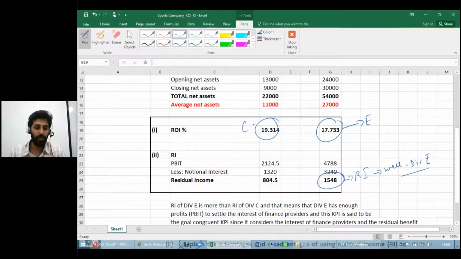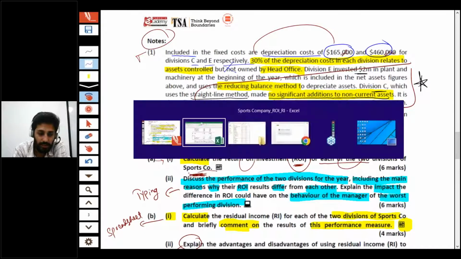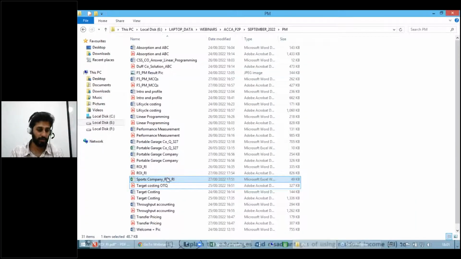Now the point to be noted is that division C, which uses the straight line method, made no significant additions to the non-current assets. No significant addition. Division C has got the mindset to report a healthy ROI. And division E uses the reducing balance method. Now the point to be noted is that, let's start typing this answer.